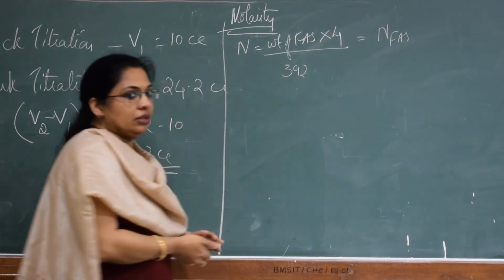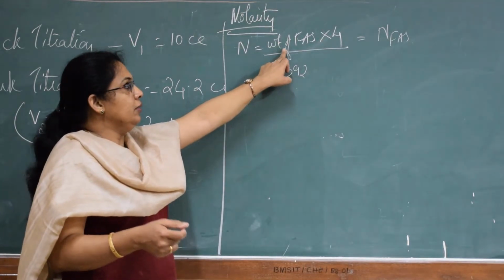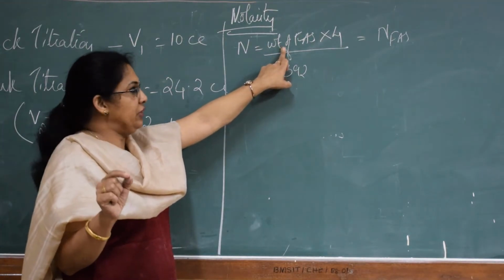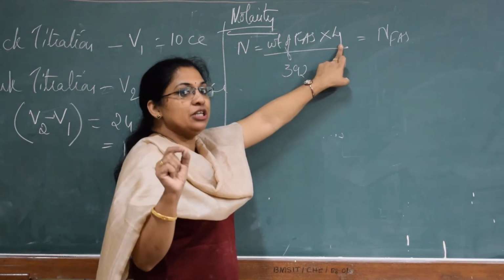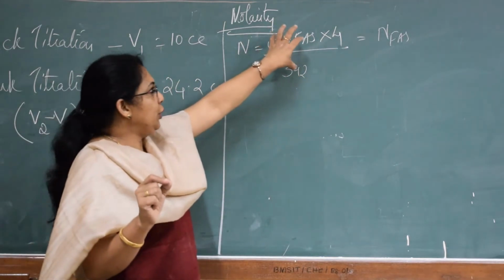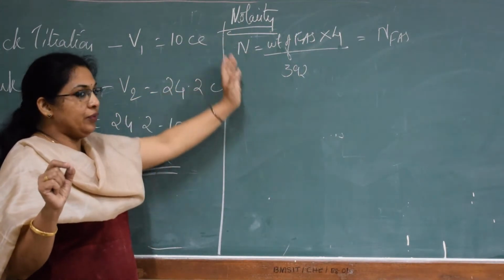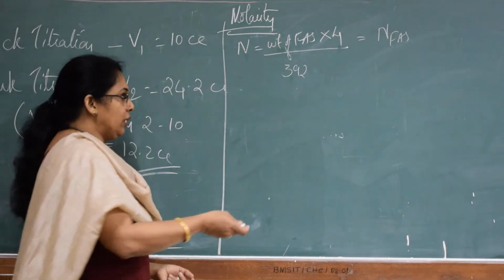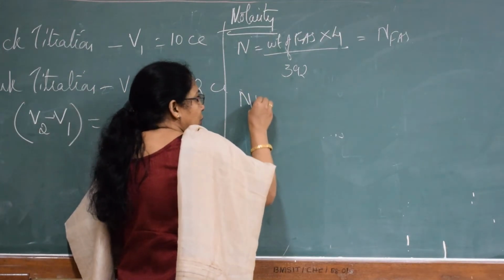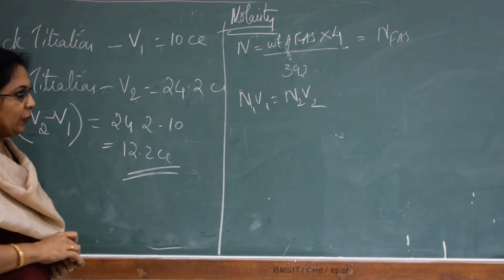Whichever weight you are taking here, just put the weight of FAS, multiply with 4 because you prepared a 50 cc solution, and 392 is the equivalent weight of FAS. When you do this, you will get the normality of FAS. Once you get the normality of FAS, you can go for the calculation of COD, which is done by N1V1 equal to N2V2.